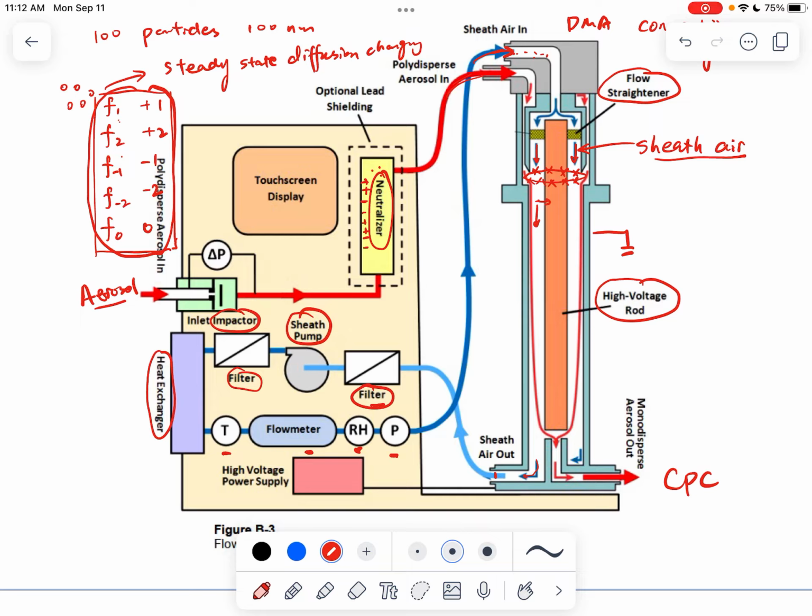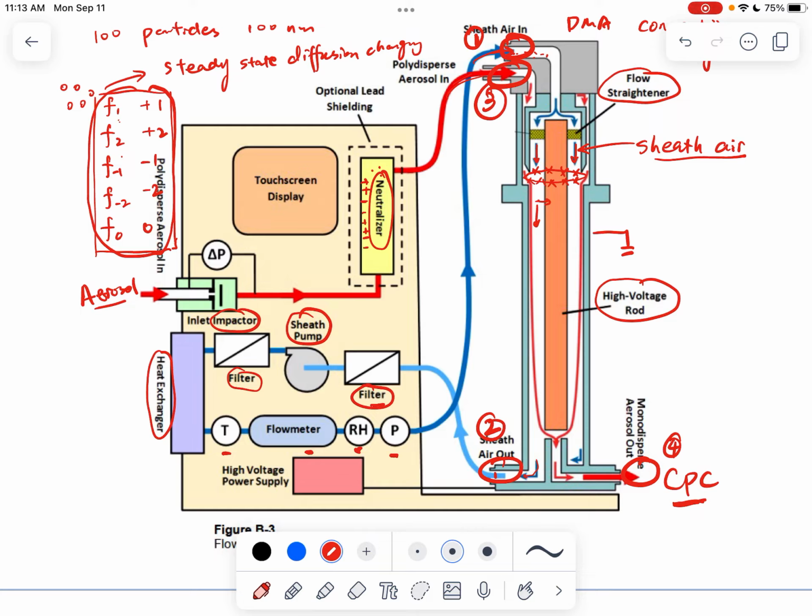So basically this sheath air here is conserved, right? So you have sheath in equals sheath out. And if you look at the inlet and the outlet of the DMA, you only have four ports, right? So you have two inlets: the sheath inlet and the aerosol inlet. You have two outlets: the CPC or aerosol outlet, and the sheath outlet. So if we make sure that the sheath inlet and the sheath outlet have the same flow rate, then it means that the aerosol inlet and the aerosol outlet have the same flow rate.